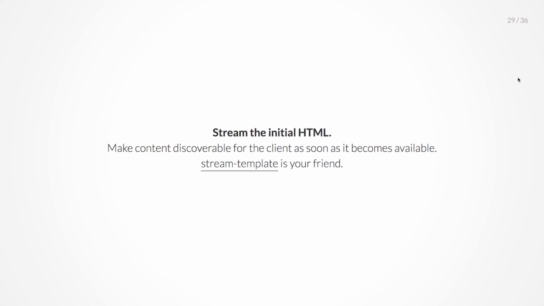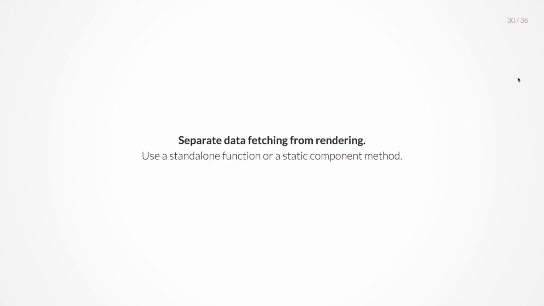Stream the initial HTML, make content discoverable for the client as soon as it becomes available. And stream template, I guess, is a good module. One thing we didn't discover yet is it's a good idea to separate the data fetching from the rendering, because the timing is different on the server and on the client.